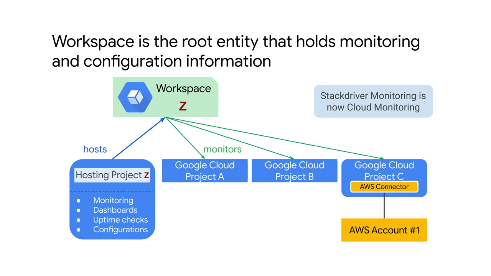A workspace contains the custom dashboards, alerting policies, uptime checks, notification channels, and group definitions that you use with your monitored projects. A workspace can access metric data from its monitored projects, but the metric data and log entries remain in the individual projects. The first monitored GCP project in a workspace is called the hosting project, and it must be specified when you create the workspace. The name of that project becomes the name of your workspace. To access an AWS account, you must configure a project in GCP to hold the AWS connector.